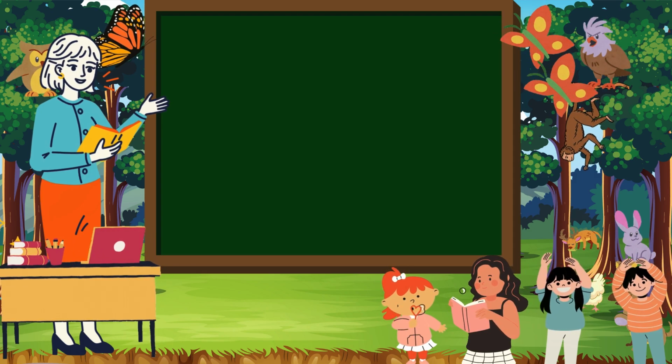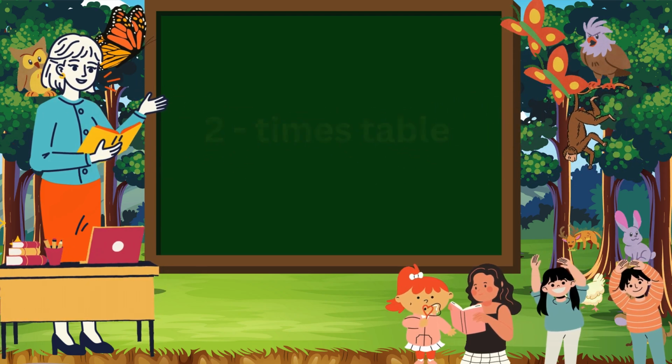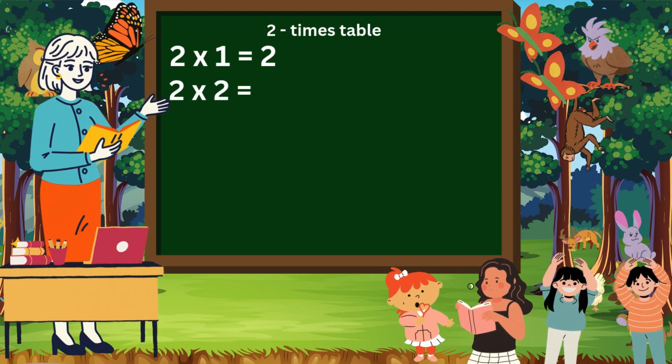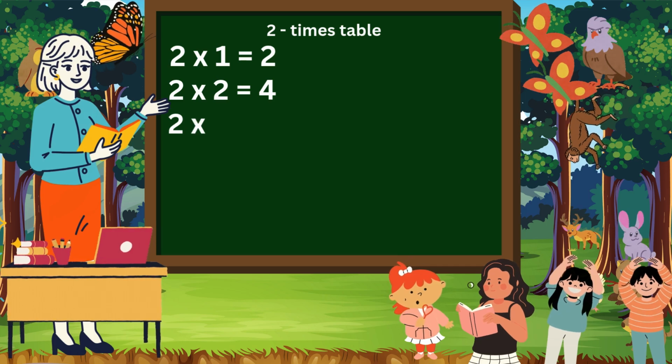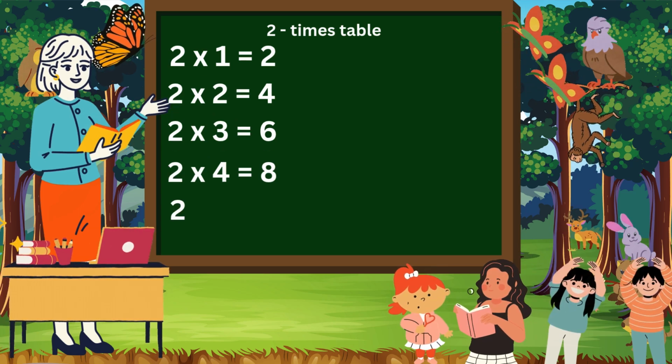Hello, children. Today we will study tables from 2 to 10. 2 times table. 2 ones are 2. Clap, clap. 2 twos are 4. Boom, boom. 2 threes are 6. Clap, clap. 2 fours are 8. Boom, boom. 2 fives are 10.